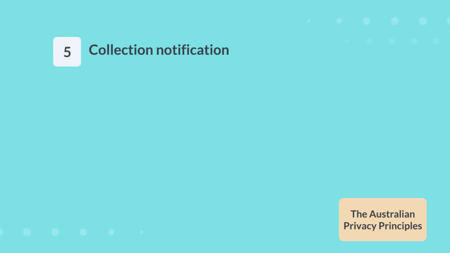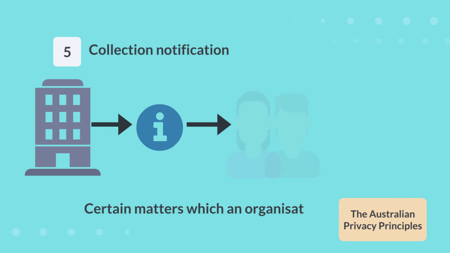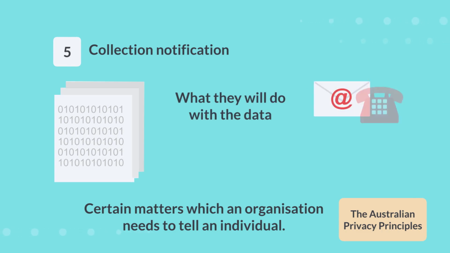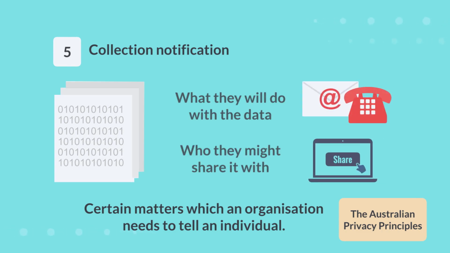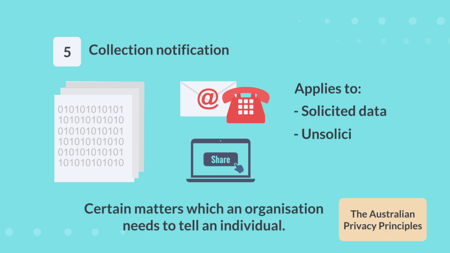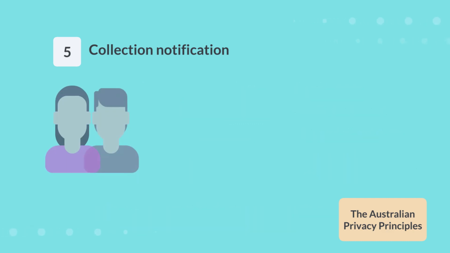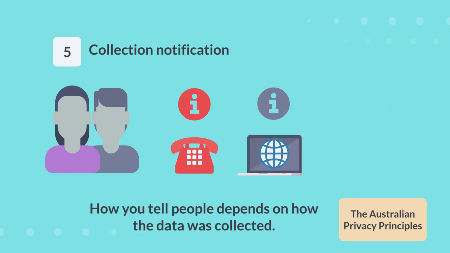Principle 5, collection notification, states that there are certain matters that an organization needs to tell an individual when they gather their data, such as what they intend to do with the data and who they might share it with. This applies to both solicited and unsolicited data, and data gathered directly and indirectly. So clearly you need to notify people in different ways depending on how the data was gathered.